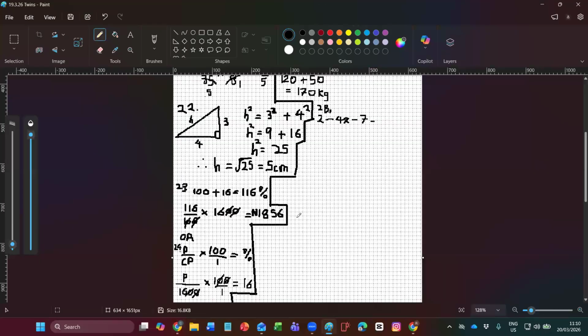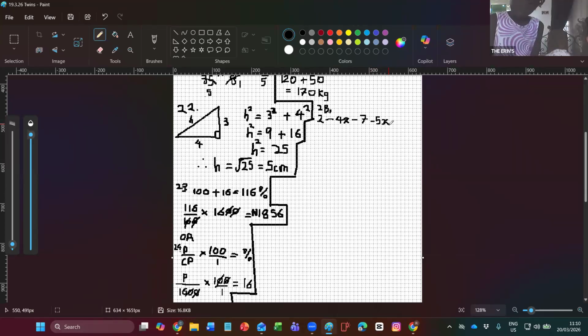So, of course, we'll definitely be collecting like terms. Am I right? Yes, sir. 2 minus 7 equals 2 minus 7. And then the other like terms, minus 4x minus 5x.